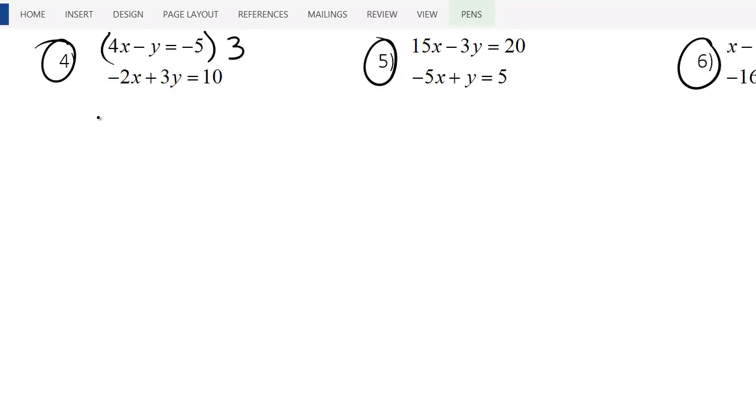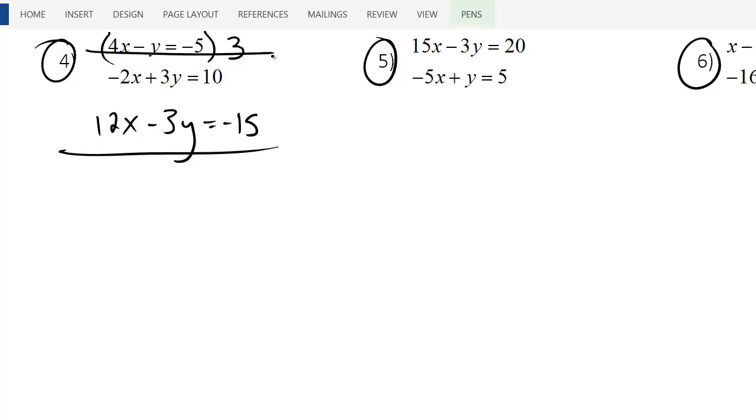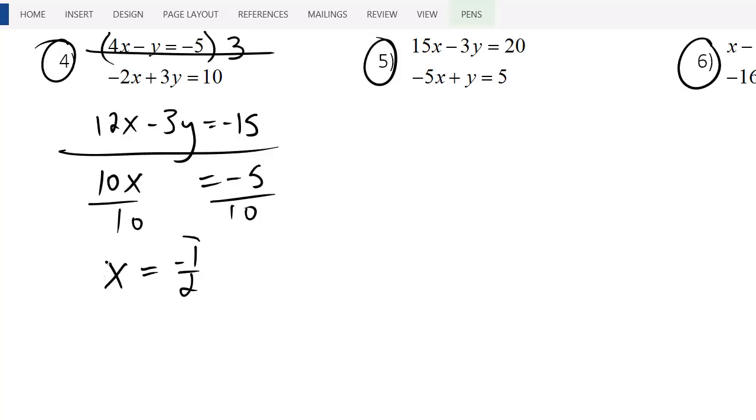3 times 4x is 12x. 3 times negative 1 is negative 3y. And negative 5 times 3 is negative 15. And then go ahead and add your two equations. Negative 2x plus 12x is 10x. The y's cancel, and 10 minus 15 is negative 5. Now let's go ahead and get x by itself by dividing by 10. X will equal negative 1/2.